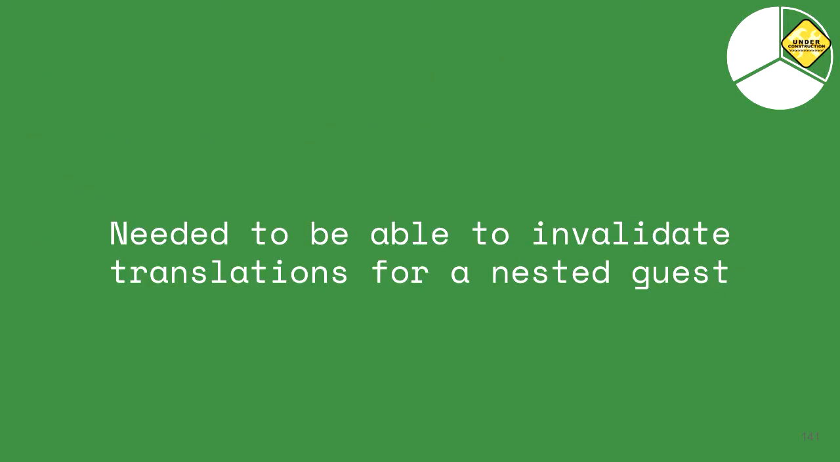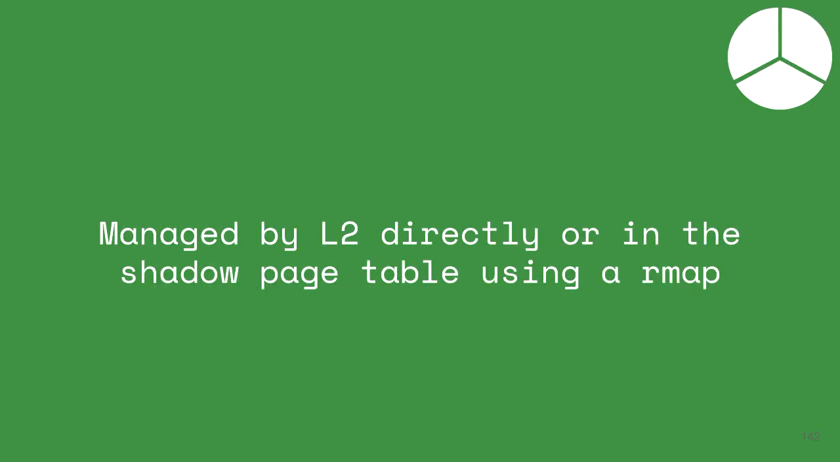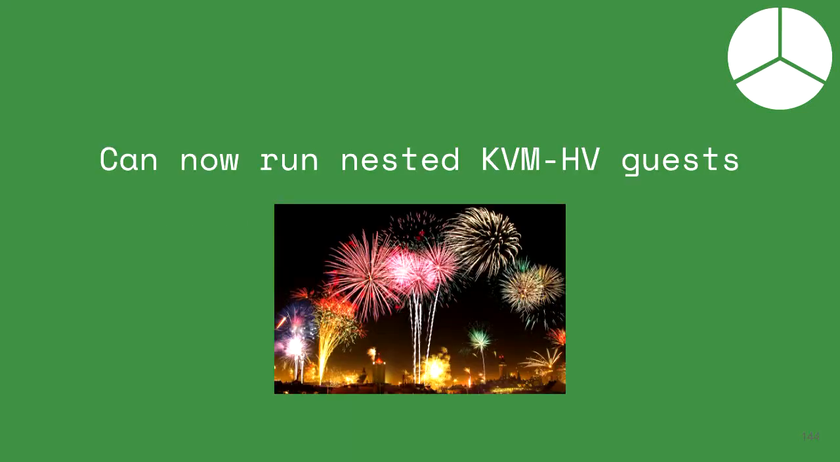So I said we need to be able to invalidate the translations for our nested guests. And level 2 gets to do that directly, just as any other guest. And we handle these shadow page table invalidations with this thing called an R-map. And so that's our third puzzle piece. We can now run our nested KVM HV guests. Yay!